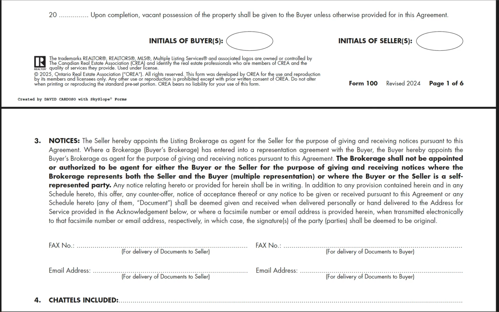Why does this clause matter? It ensures clear communication, basically saying who is allowed and authorized to give and receive notices, and it specifies how notices must be sent. It prevents disputes over whether an offer or counteroffer was properly delivered, and it confirms the validity that electronic communication is allowed. And it protects against conflict of interest. So for example, if a brokerage is in multiple representation, then it ensures fairness within the same brokerage representing both parties.